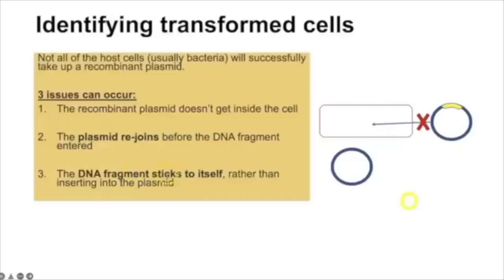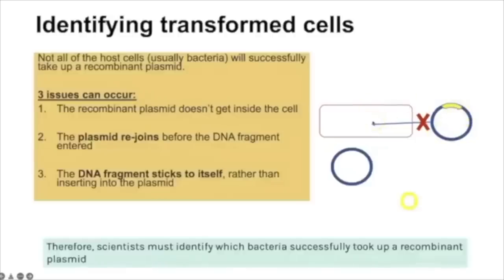The final thing that could happen is that the DNA fragment that you created could actually loop around and join together on itself, creating a mini plasmid. And therefore it's not attached to the plasmid, it's not going to be able to enter into the cell, and it won't work. So that's why we have to try and examine and identify which cells do contain the plasmid with the DNA fragment inserted into it.